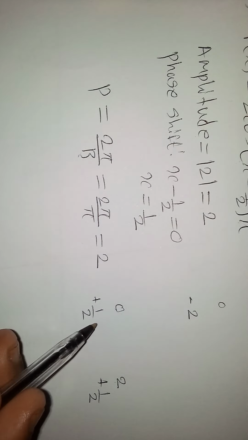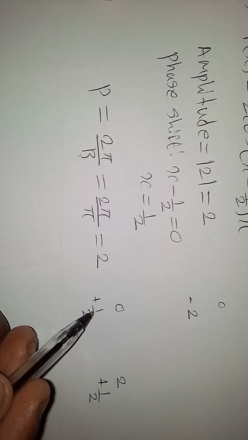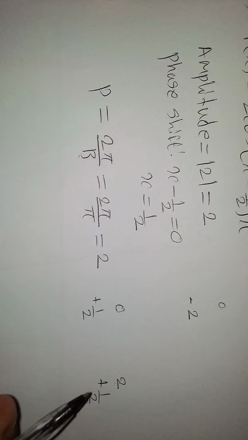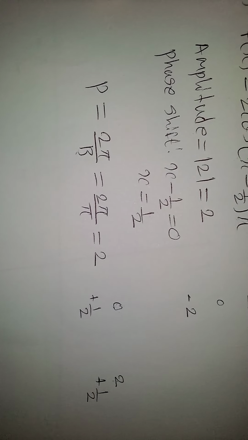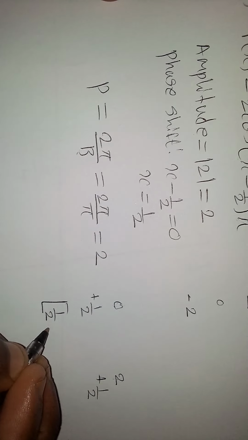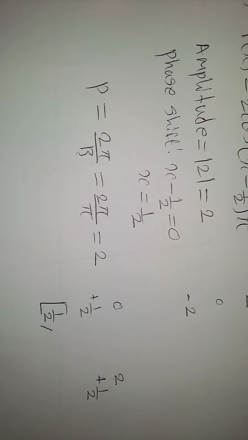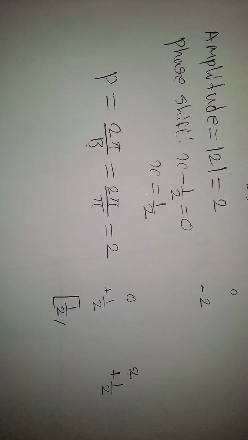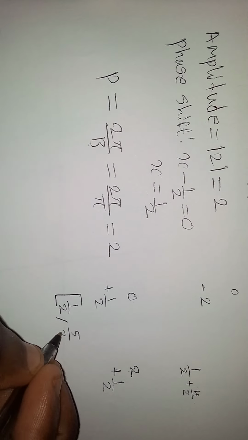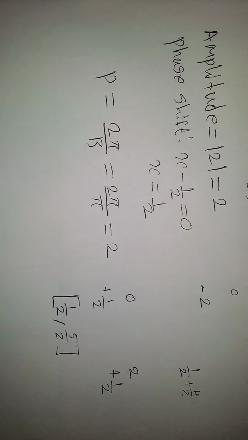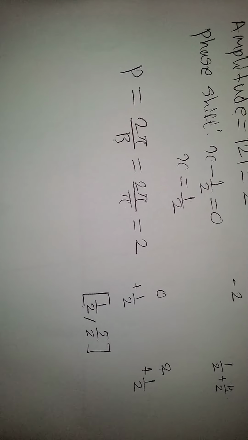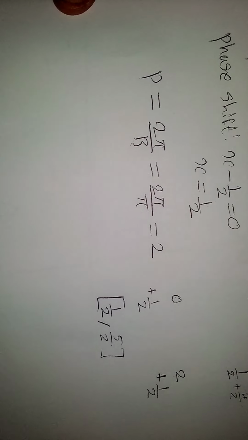Now this point here moves forward by 1 over 2 to the right. So the interval becomes 1 over 2, and 2 plus 1 over 2 we are getting 5 over 2. So this function is on an interval 1 over 2 to 5 over 2. Okay, so we can plot the graph.